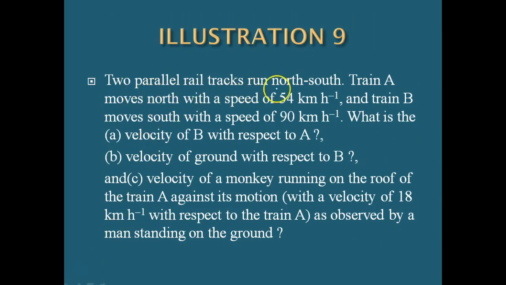Two parallel rail tracks run north-south. Train A moves north with a speed of 54 km per hour and train B moves south with a speed of 90 km per hour. What is the velocity of B with respect to A? So first they are asking us to find VBA. What is the velocity of ground with respect to B? So they are asking us to find the velocity of ground with respect to B. And the third one is velocity of a monkey running on the roof of train A against its motion with a velocity of 18 km per hour with respect to train A as observed by a man standing on the ground. So let us find the solution for this.